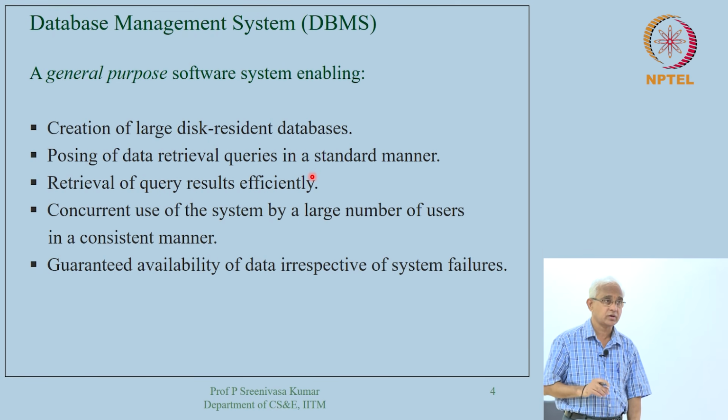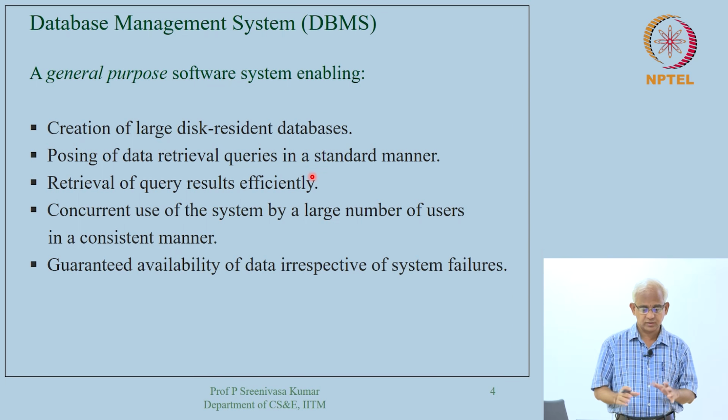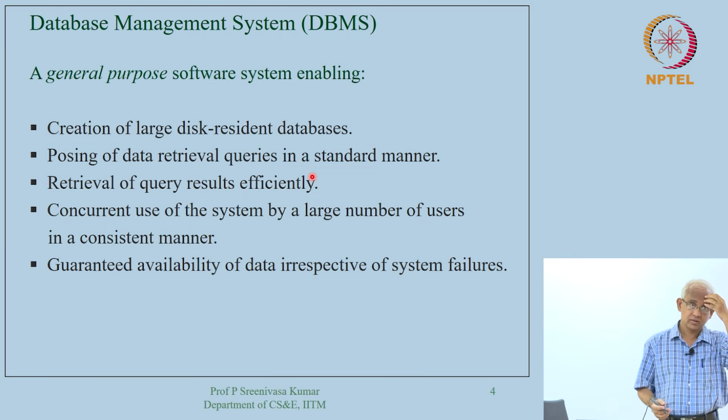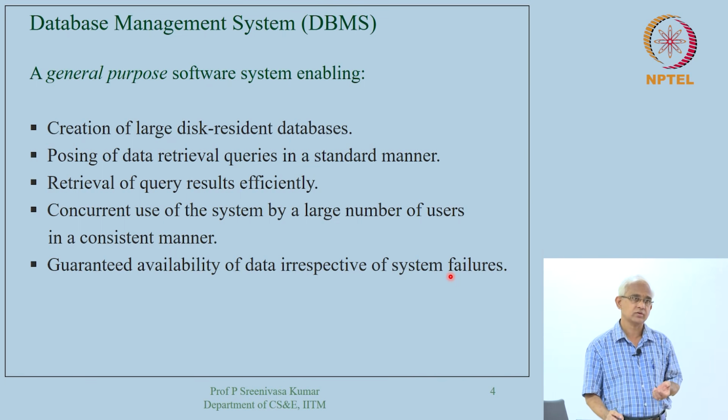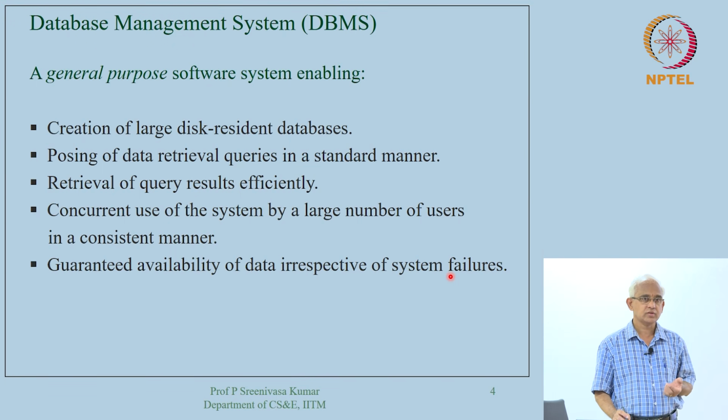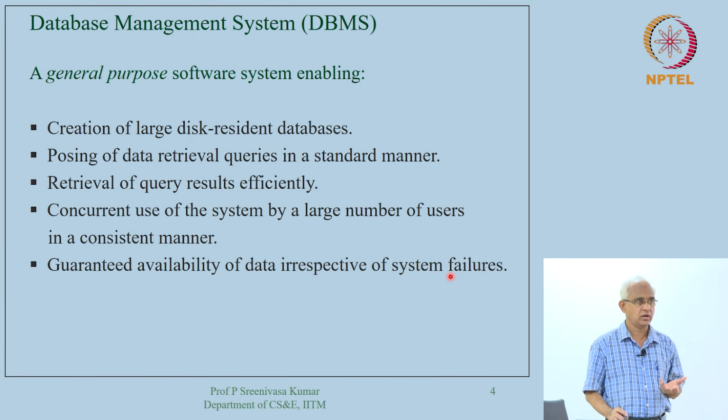Now, another important aspect of databases is the guaranteed availability of the data, irrespective of system failures. Now, what kind of system failures are we talking about? Several kinds of system failures are possible. Let us pause a little while and see what are the system failures that we have to handle. First thing is the storage medium can fail. The disks on which we are storing information may fail.